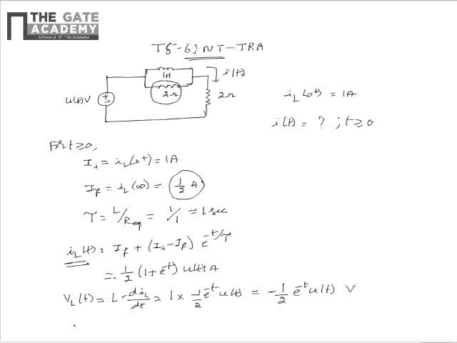volts. So from this we see that the current through the marked 2 ohm resistor can be written as I1 of t, which is equal to VL of t divided by 2 ohms. That can be simplified as minus 1 by 4 times e power minus t u of t ampere.